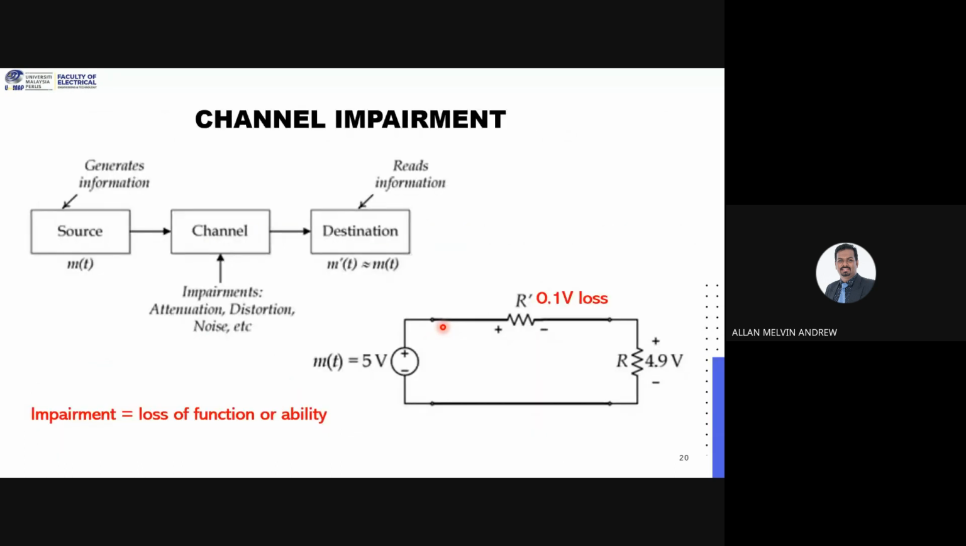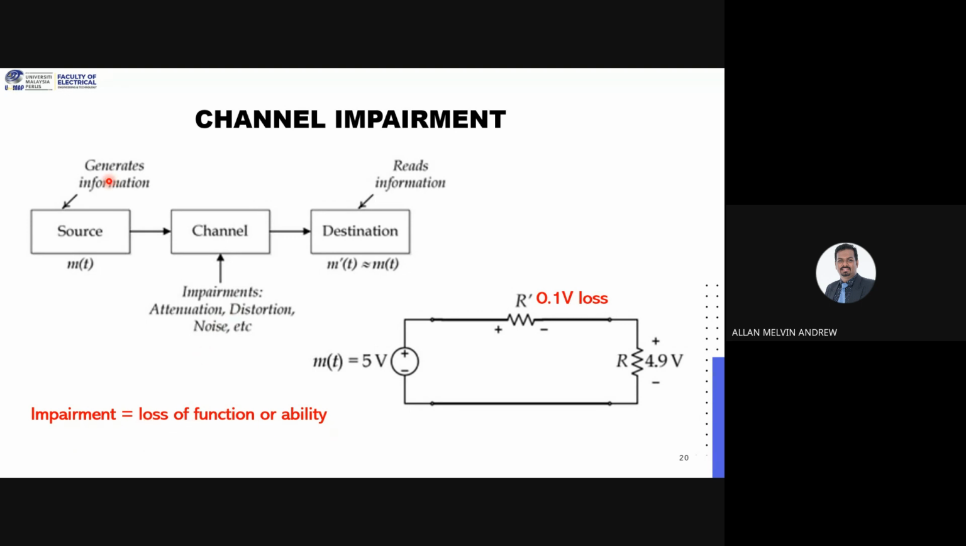Okay, so the channel impediment. Earlier I have told you. What is impediment? You are sending a signal from the source. The source will generate the information and send it to this channel. In the channel, there can be three types of impediment. Impediment means loss of function or ability.